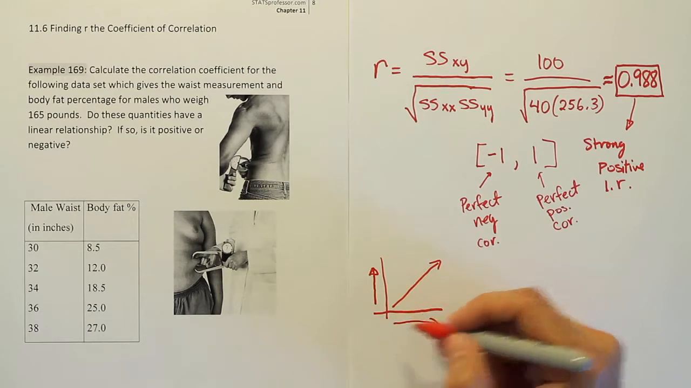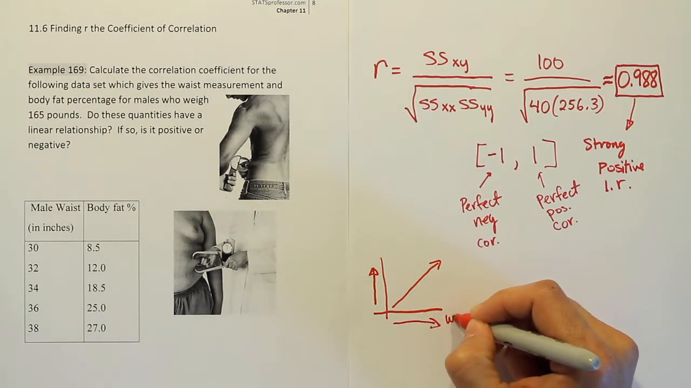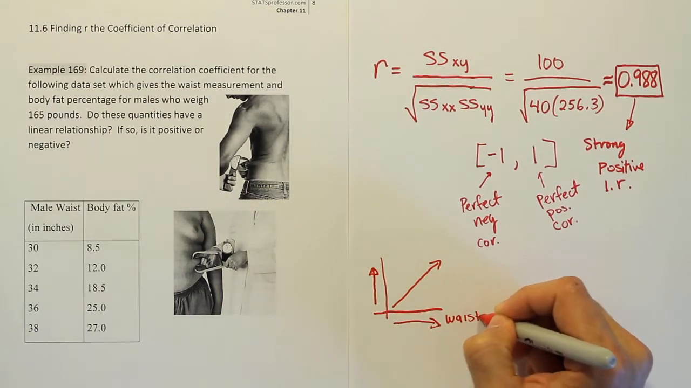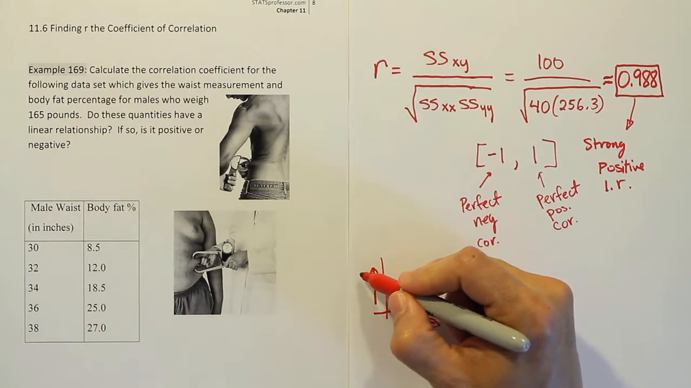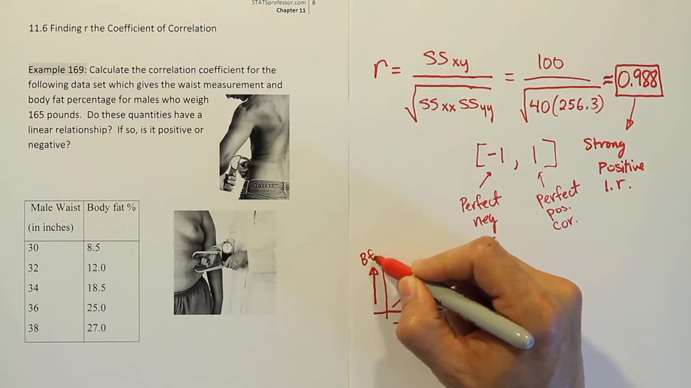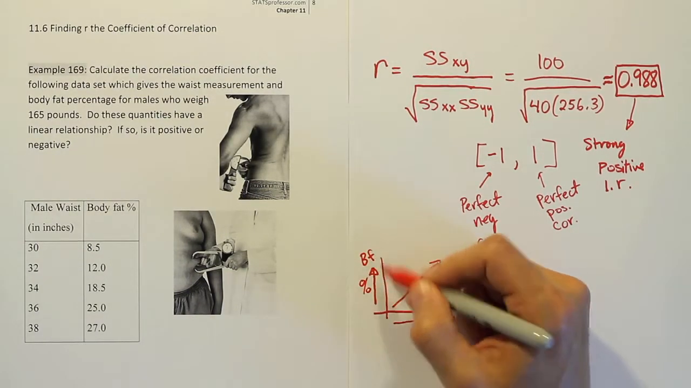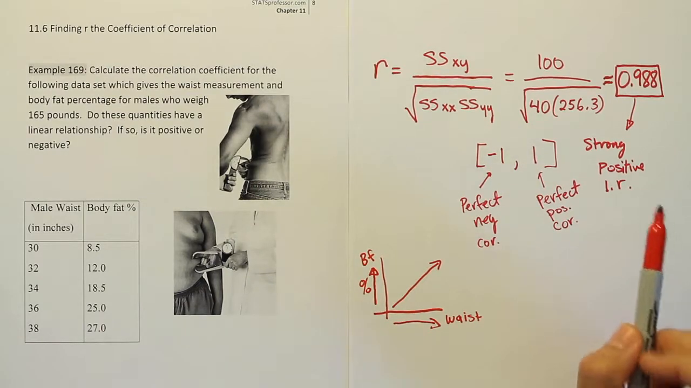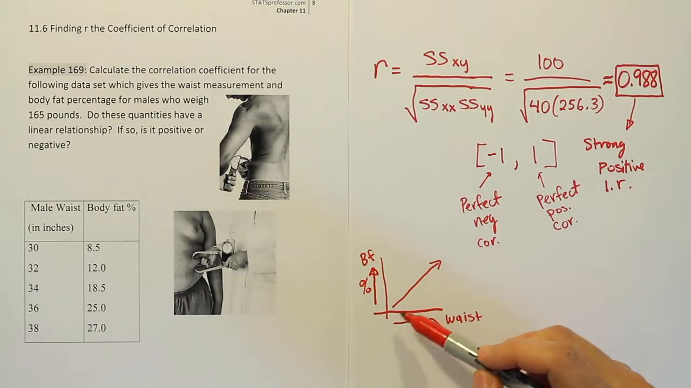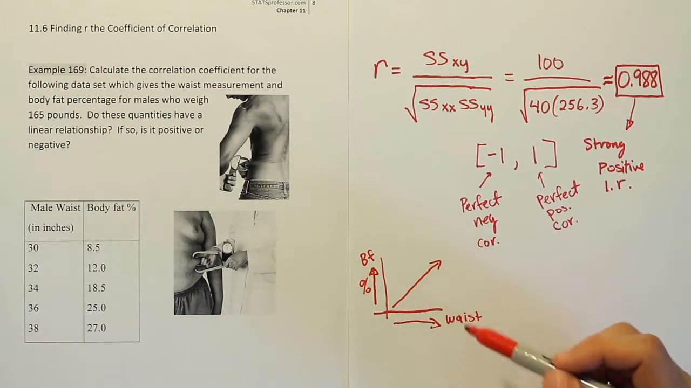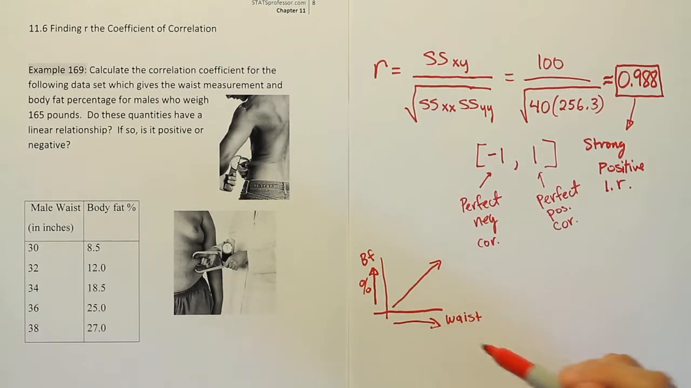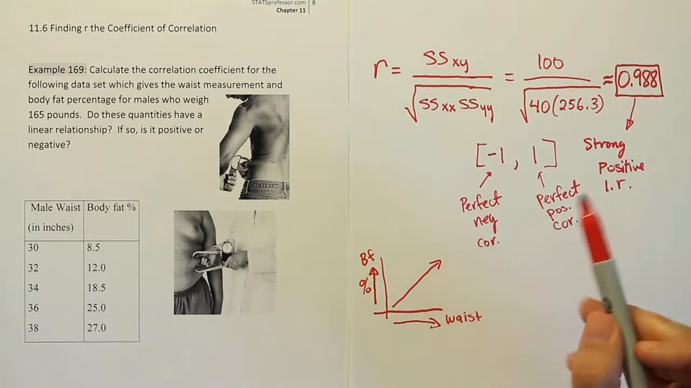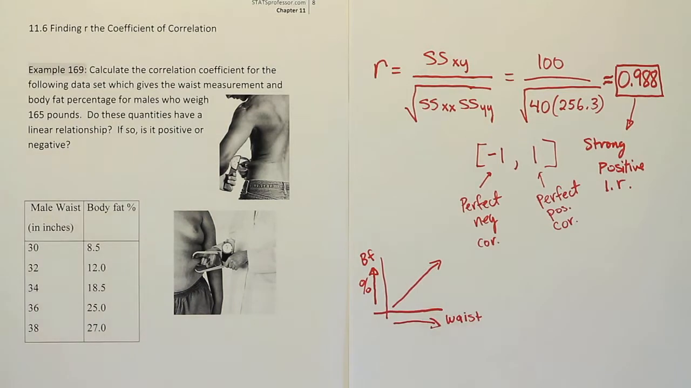That means if you're talking about the waist size being down here as the x-axis, and the body fat percentage on the other axis, it means as your waist size increases, your body fat goes up. That's what the strong positive linear relationship means. And linear just means the shape falls along a line, right? So the scatter plot kind of looks like a straight line. You can run a straight line through it and get a good relationship between those points.